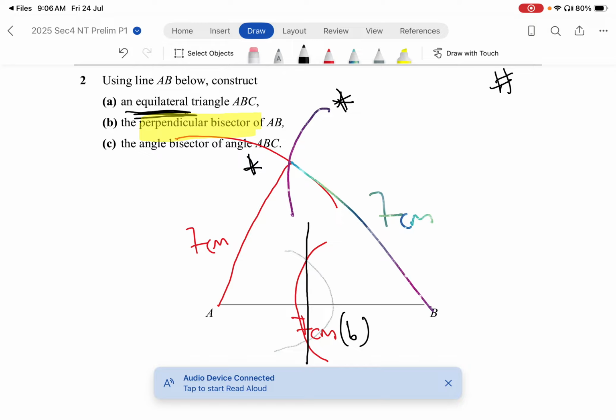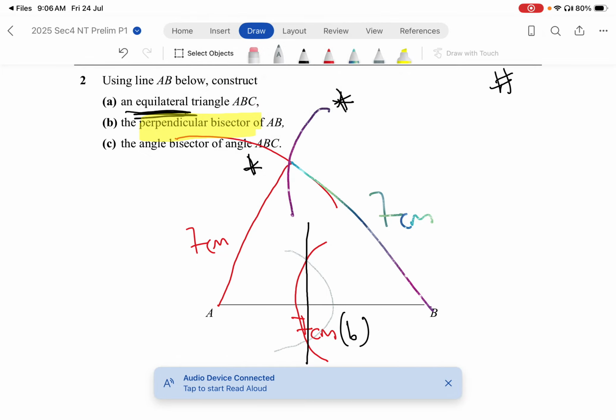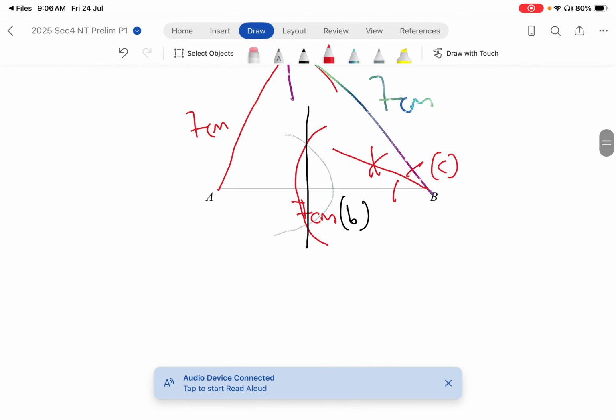You see this part? Then the next one is this. To draw out the angle bisector of ABC, I must have two arcs here, one arc here, one arc here. This is my angle bisector, like this. Then you can take out the angle bisector for ABC. Try again at home.